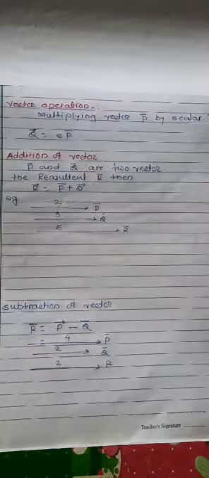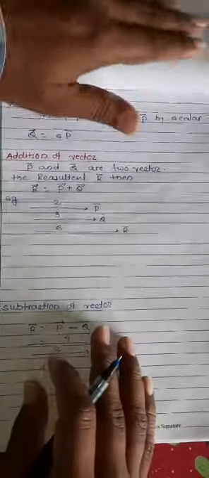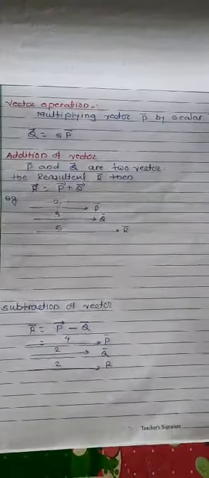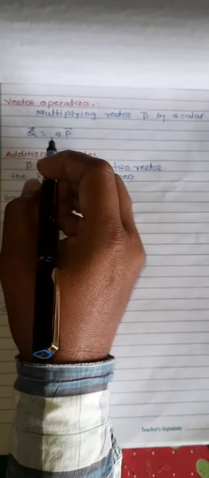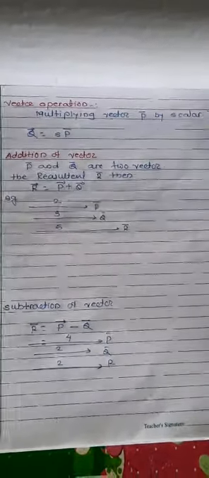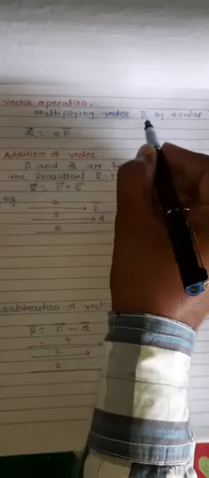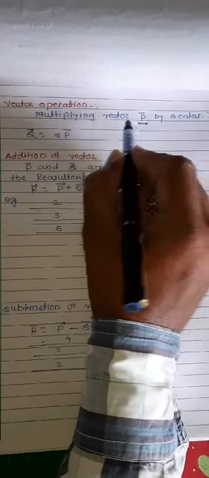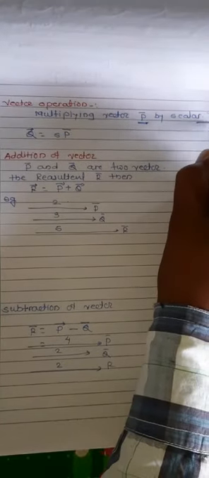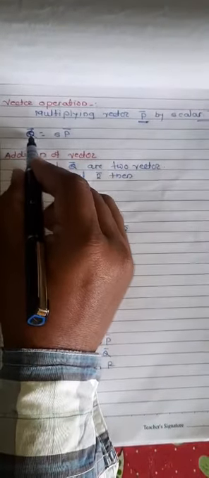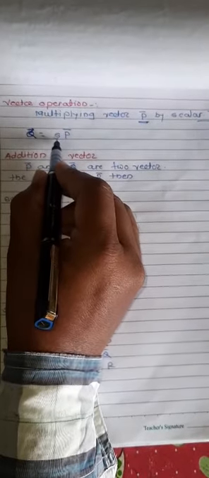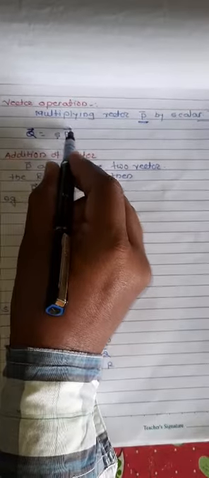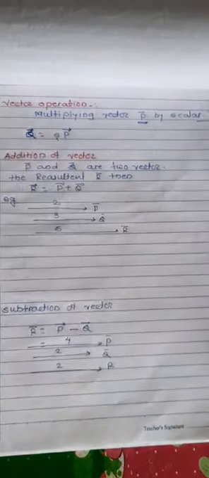Today we are discussing some vector operations. Within the vector operations, we first take up the scalar multiplication of a vector. Suppose we have a vector p bar, and we multiply it by a scalar quantity. Then q bar is the resulting vector, and q bar is equal to the multiplication of the scalar and the vector, meaning s multiplied by p bar. P bar is the vector and s is the scalar quantity.